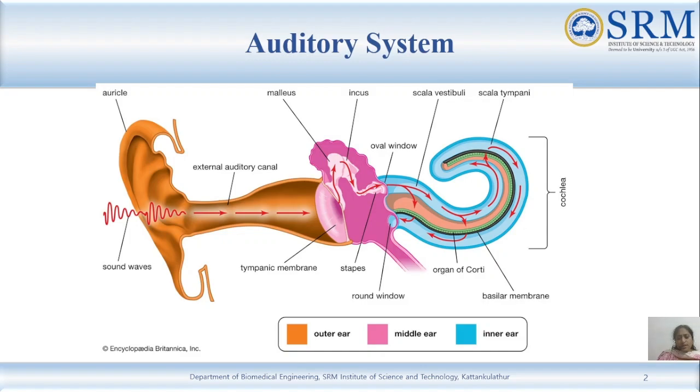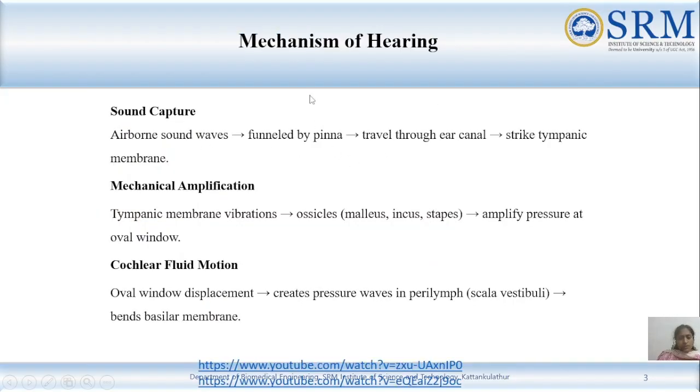So this is the diagram of the auditory system. It shows basically three parts of the auditory system, which are the outer ear, middle ear and the inner ear. So the mechanism of hearing is as follows. The sound capture is done and basically the airborne sound waves are funneled in by the pinna. The pinna helps to collect the sound from various directions and they travel through the ear canal, which then strike the tympanic membrane. The mechanical amplification takes place in the next step.